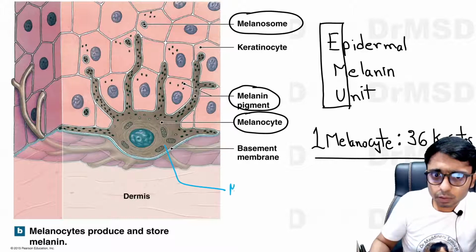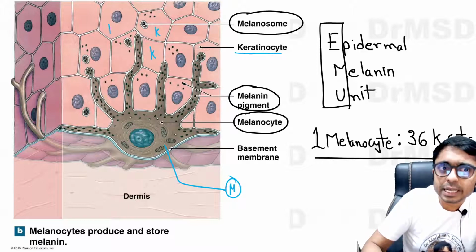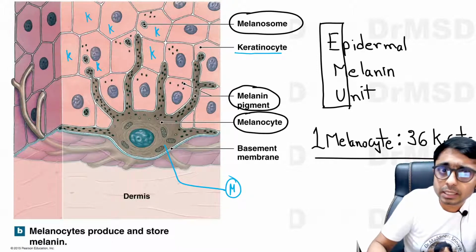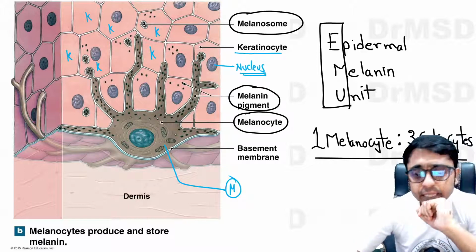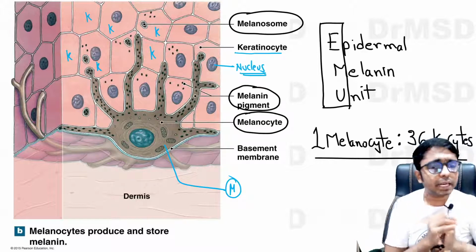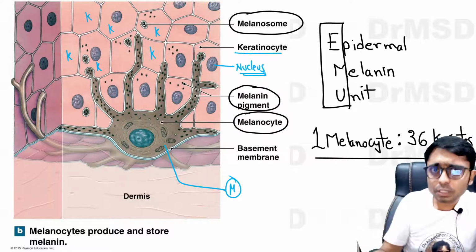So what is the function of the melanin? If you observe carefully, this is the melanocyte, and these are the keratinocytes, all these cells. Keratinocytes are the major cells present in the epidermis. This you also know, and this is the nucleus of each and every keratinocyte which you are able to see. And these keratinocytes are very vulnerable to ultraviolet radiation. So the function of the melanocyte is to produce the melanin.